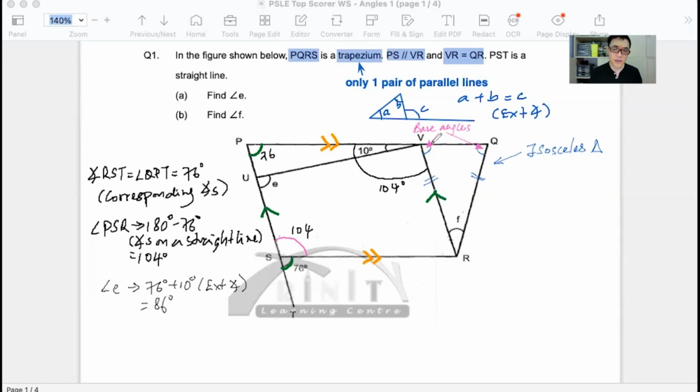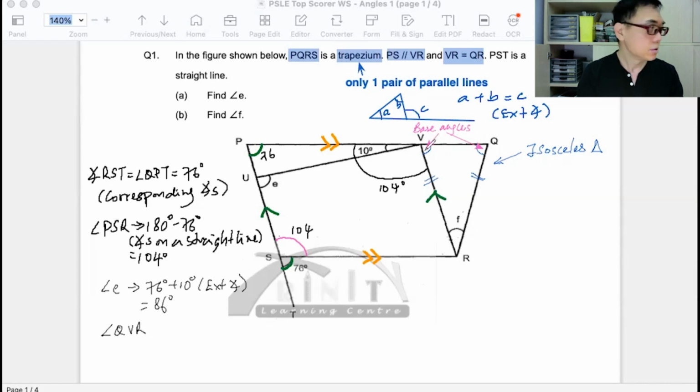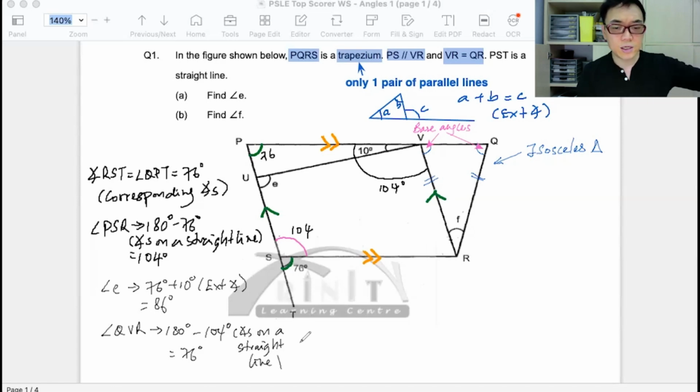Now, how do I find angle QVR? QVR is over here, and this angle here is 104. Do you know the name of the rule? 180 minus 104: angles on a straight line. Very good, you can all say it. So angles on a straight line, 76. That makes this 76, and that makes this 76 as well. And this allows me to find angle F.